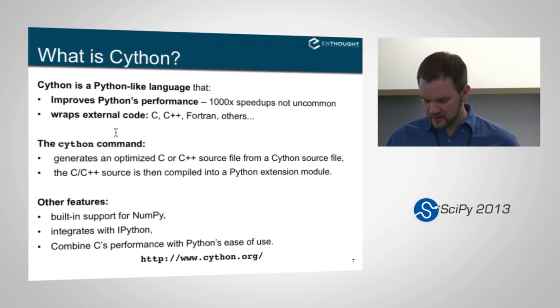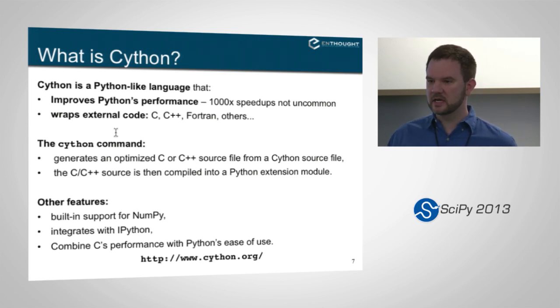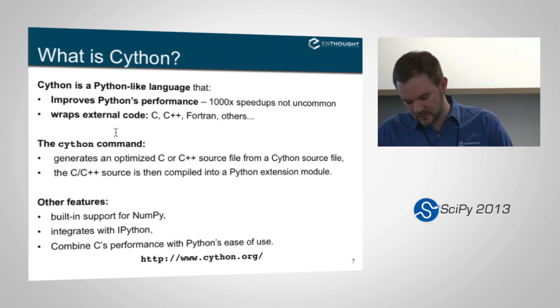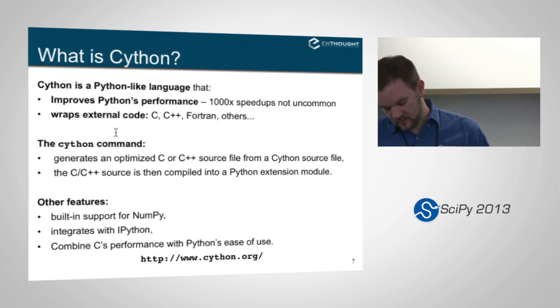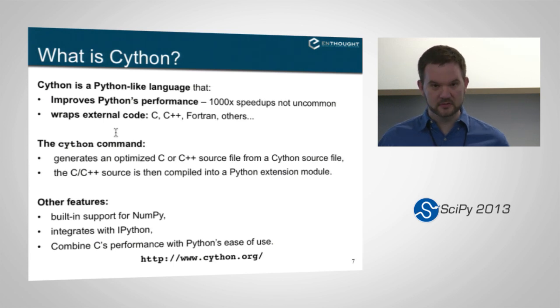Thankfully, there are several other tools that make this even easier, so we don't always have to worry about getting compiler arguments just right. We'll see plenty of those later on today. As I mentioned here, the C or C++ source is then compiled into a Python extension module. So Cython just does one thing, but does it really well, and it's up to you how you want to use the results of what Cython does for you.